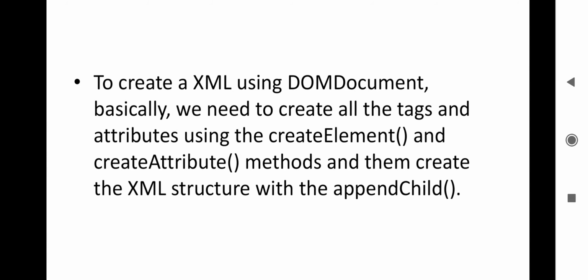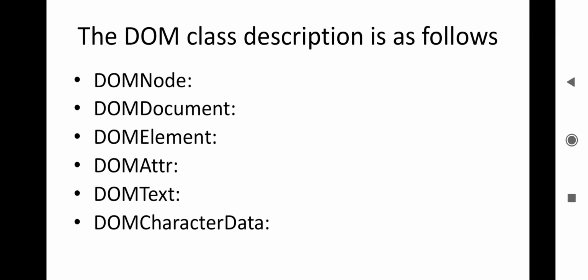DOM classes describe the DOM node, DOM document, DOM element. DOM node means what? It represents a single node in the DOM tree. DOM document means it stores an entire XML document in the form of a DOM tree. Then DOM element represents an element node. DOM ATTR represents an element attribute. DOM text represents plain text. So these are the different classes we are using in the document object model.